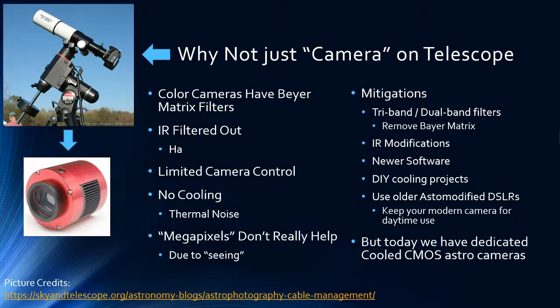But if you think about it, when we're trying to do deep space astrophotography, we've already sort of abandoned the human eye as not the effective tool, and so we're trying to see things like hydrogen alpha, which is pushed into the IR part of the spectrum that gets filtered out by these terrestrial cameras.